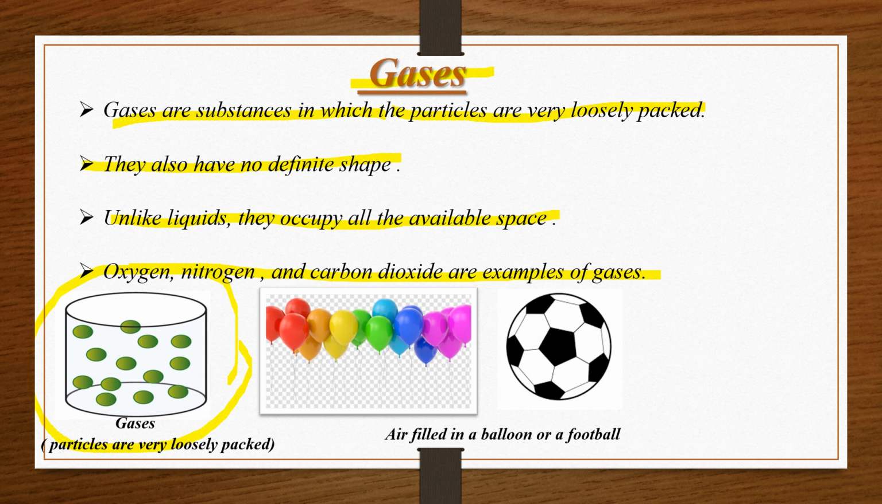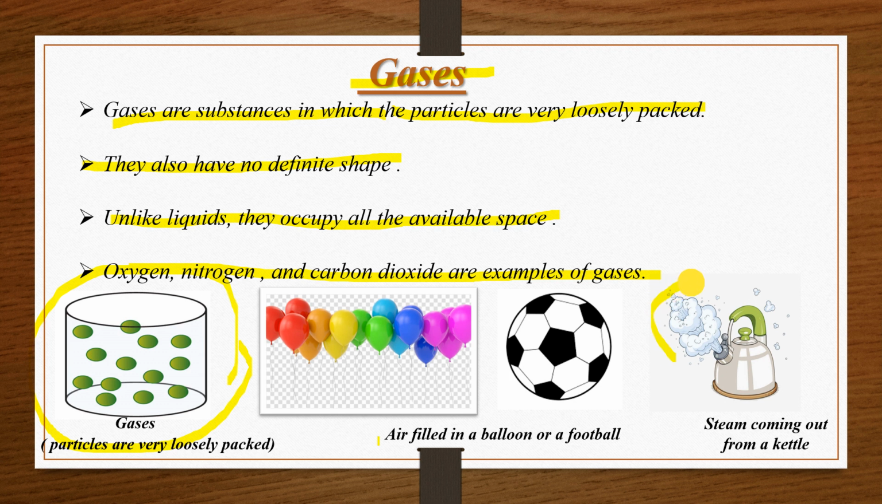Look at this picture. A balloon, football, air is filled in a balloon or a football, and steam coming out from the kettle are all examples of various gases. Did you know, students? Air is a mixture of gases containing nitrogen 78%, oxygen 21%, and water vapor and other gases 1%.